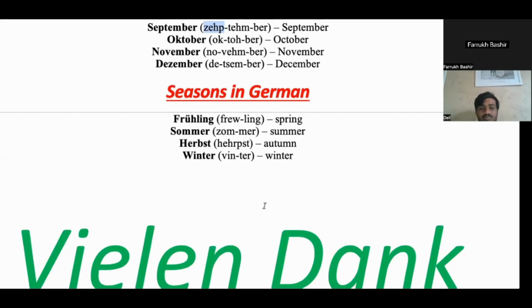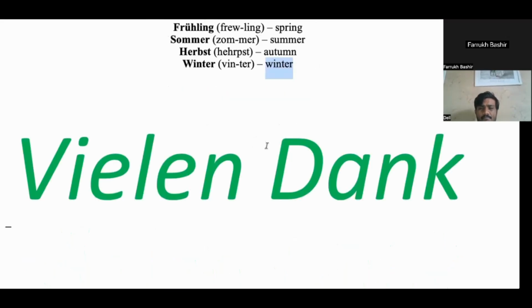Seasons. Frühling means spring. Sommer, summer. Herbst means autumn. Winter, winter. So this is our lesson number four.